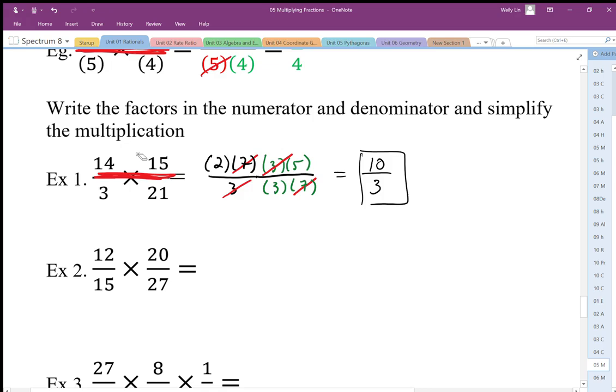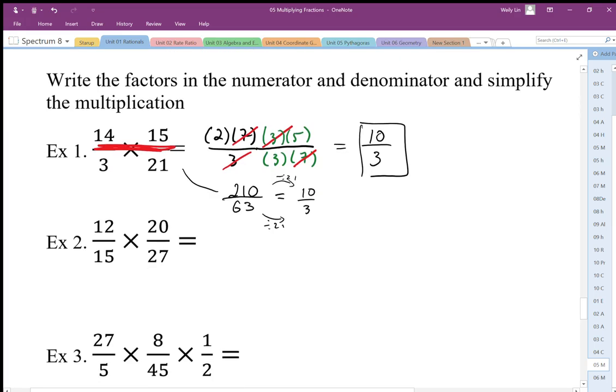Now, this would be a long way to do it. I could have done 15 times 14. Okay, so that's 210. I could have done 3 times 21, and that's 63. And then I could have simplified this answer. I know there's a common factor of 21, so divide by 21 to get 10, divide by 21 to get 3, and I get the same answer there. However, to avoid dealing with these big numbers, we can just cancel out common factors as we see them.